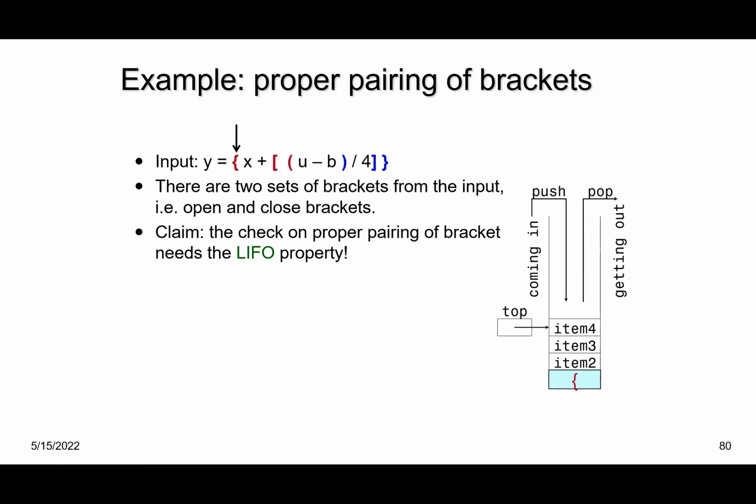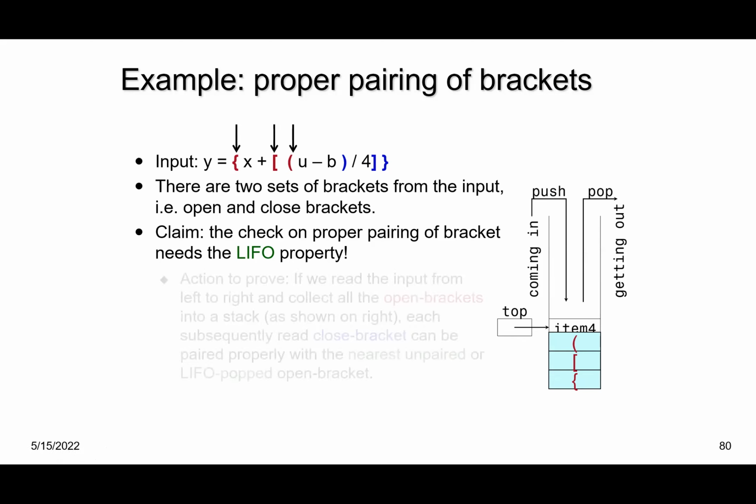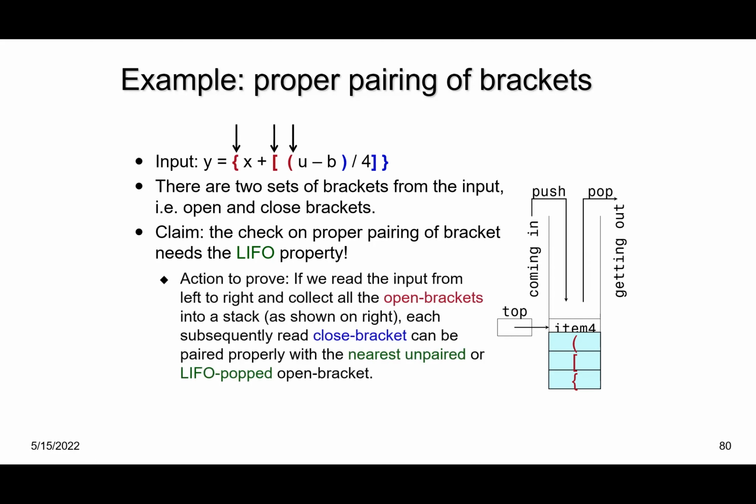Then you continue to read, X and plus is not opening, closing, we ignore. Then the next one you read after that is another opening bracket. So you will push it to the stack. The next one also opening, you will push it to the stack, right? And then you will encounter this U minus B, so we will ignore this part. We do nothing. And now, the next one that we read is a bracket also, but this is closing.